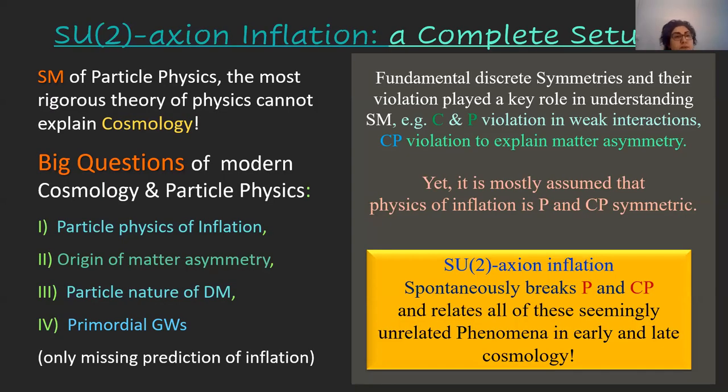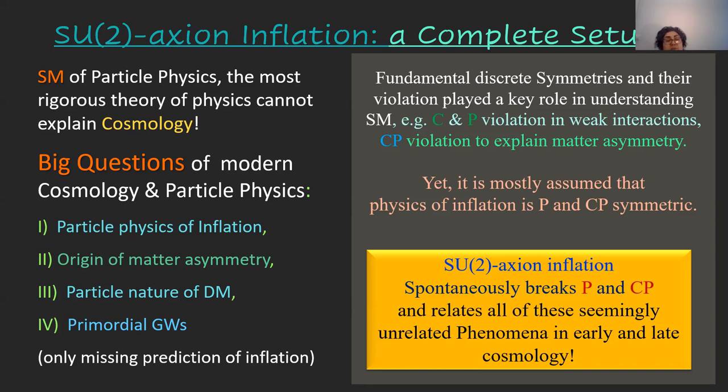So we know that the standard model of particle physics is probably the most rigorous theory of physics in whole history. However, when it meets cosmology and astrophysics, it gets ridiculously incomplete. Its big questions are the particle physics of inflation, because we don't really know the particle physics of the inflaton, the origin of the matter asymmetry, since our universe is full of matter with no sign of larger scale antimatter, and the particle nature of dark matter is another mystery. And also the primordial gravitational waves are the only missing prediction of inflation.